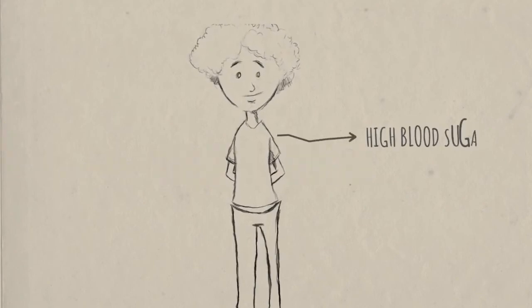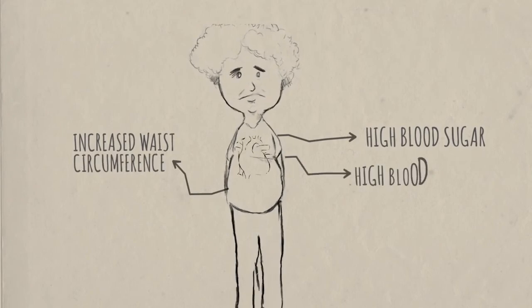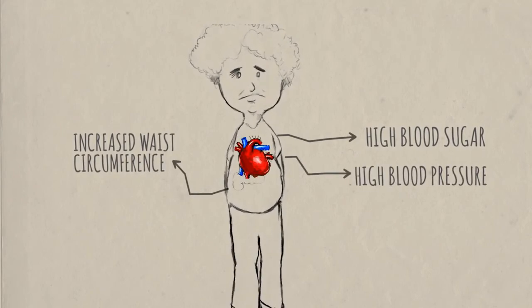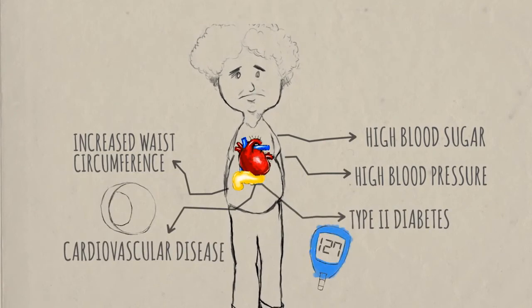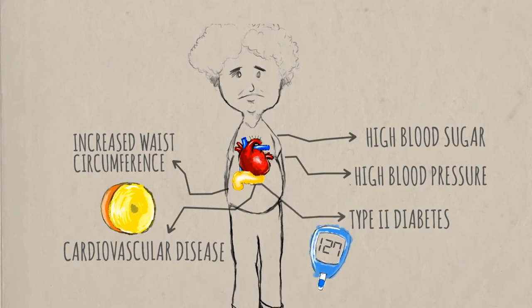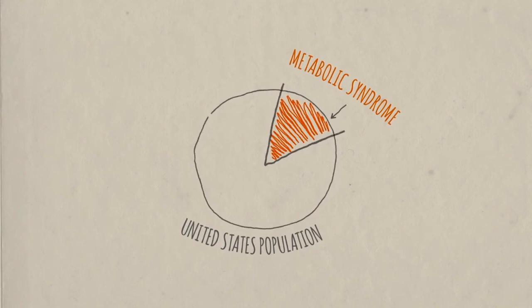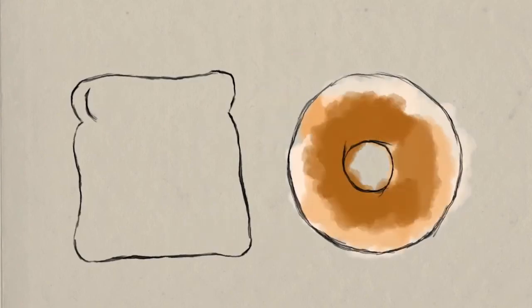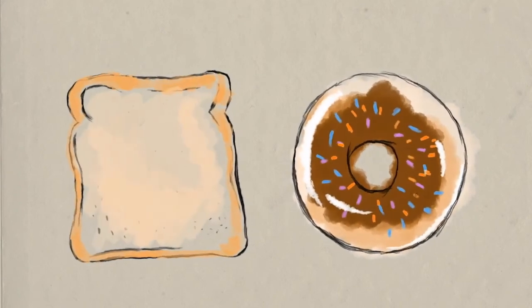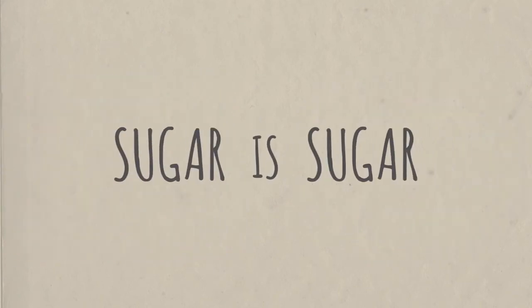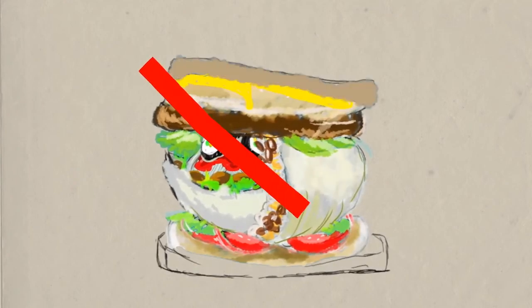That involves a constellation of symptoms, including high blood sugar, increased waist circumference, and high blood pressure. It increases the risk of developing conditions like cardiovascular disease and type 2 diabetes. And its prevalence is rapidly increasing all over the world. As much as 32% of the population in the US has metabolic syndrome. So let's get back to your diet. Whether your food tastes sweet or not, sugar is sugar, and too many carbs can be a problem. So maybe you'll want to take a pass on that pasta, sushi roll, pita burrito, donut burger sandwich.